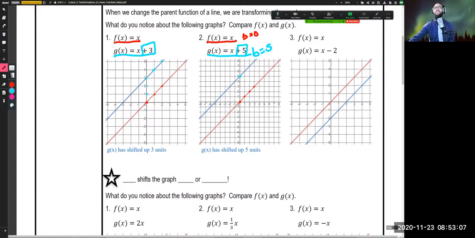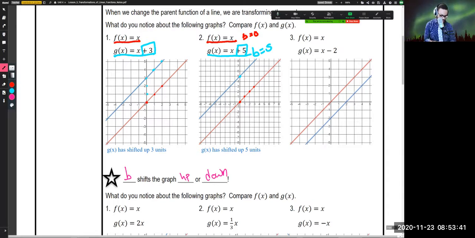So when we look at these, the major thing that we notice is that B, where is it at? Here's my cursor. B, oh, that's an ugly B. B shifts up or down. All right. That's how our parent function is going to change when we include a B. Our B will shift up or it'll shift down.